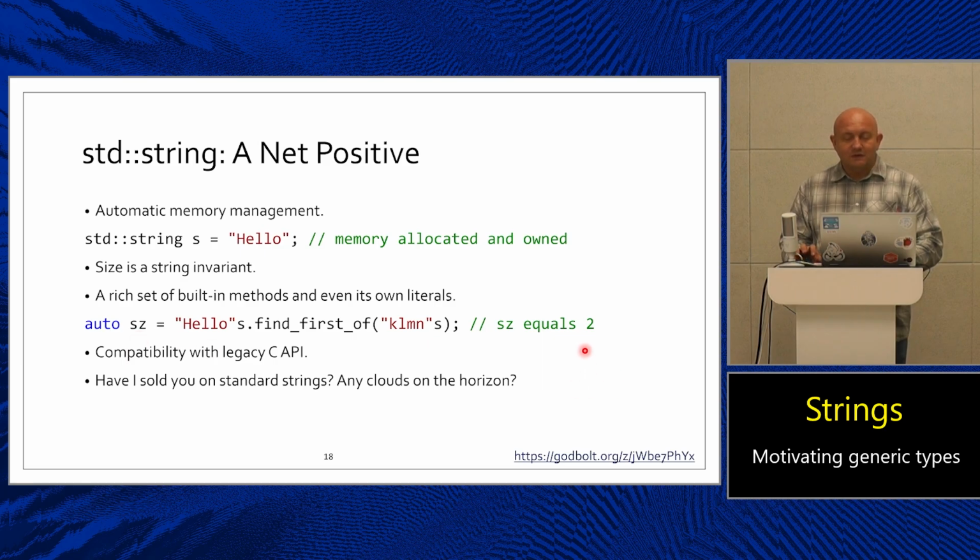I hope everyone understands, because it's the string method find_first_of that finds the first of the letters in the KLMN string in the word hello. And next, compatibility with the legacy C API. All legacy functions you have, if you really want to use them, will continue to work even though they are unsafe. Just pass your string here and refactor later.